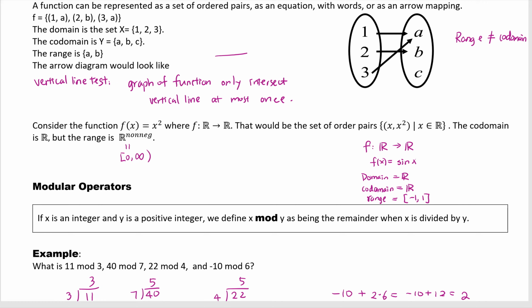So for example, this one is a function because it just intersects once. However, this is not a function because it intersects the vertical line twice. And this one is a function. All right, let's continue.